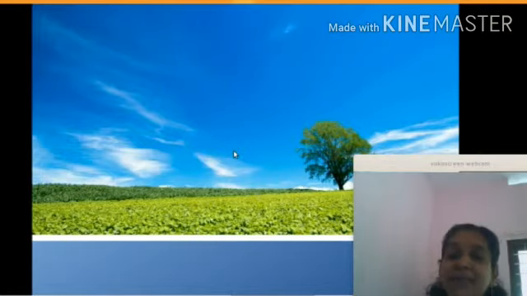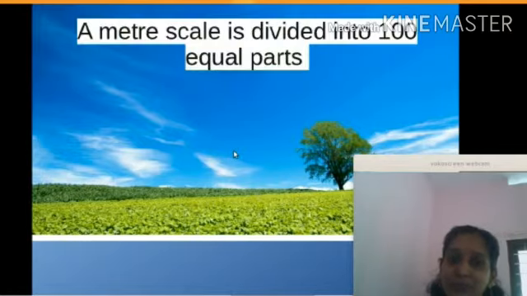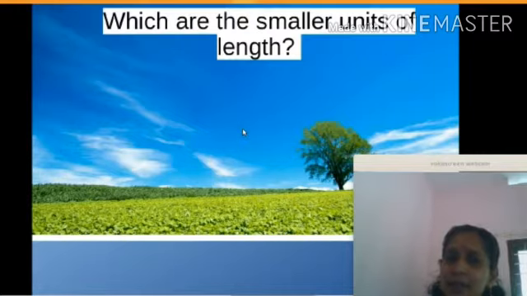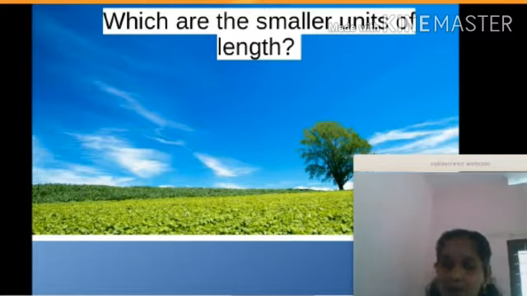In the previous class, we studied that a meter scale is divided into 100 equal parts. A meter scale is divided into how many equal parts? 100 equal parts. In the first part of our class, we are going to study the smaller units of length. By using a meter scale, a 1 meter rod, it is impossible to measure small lengths.